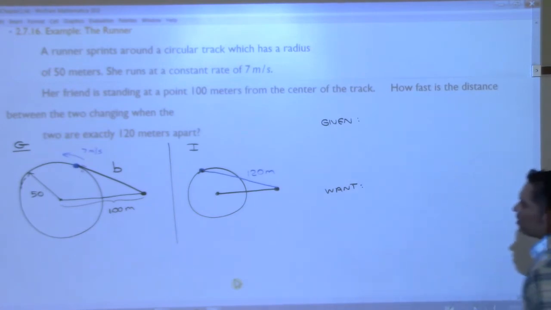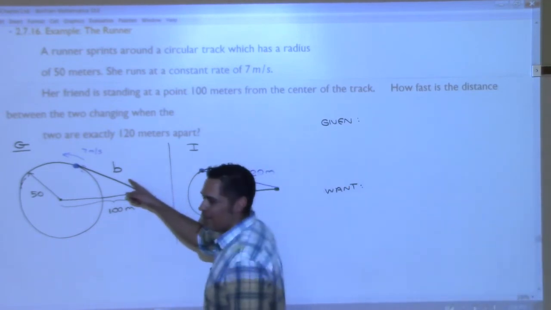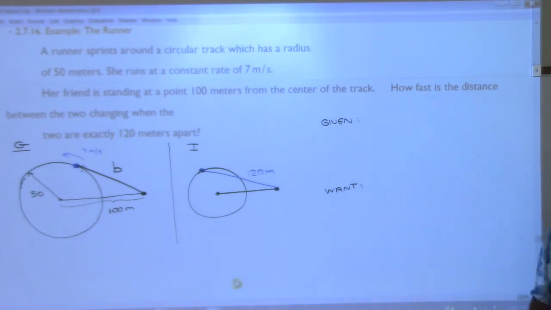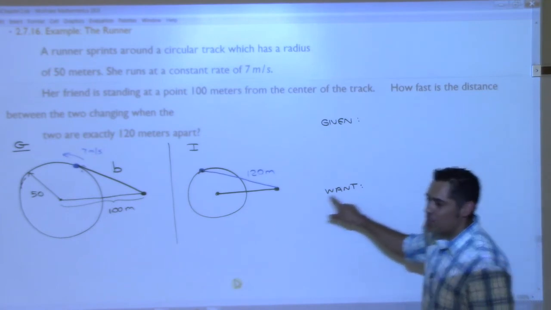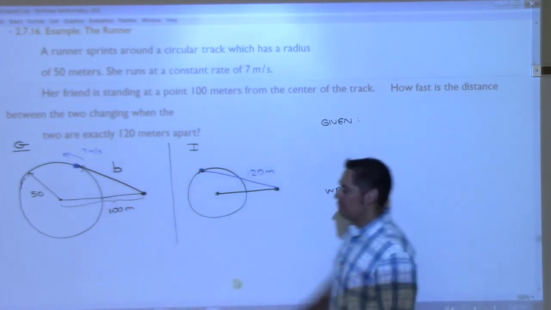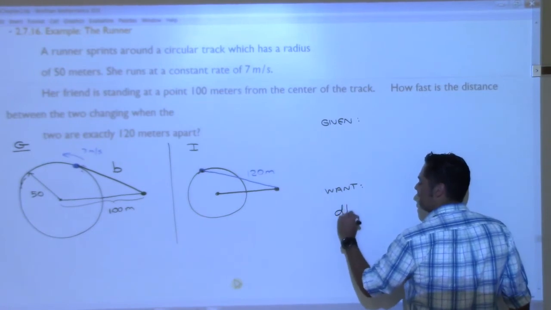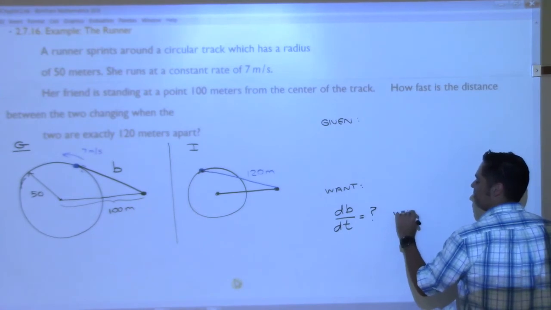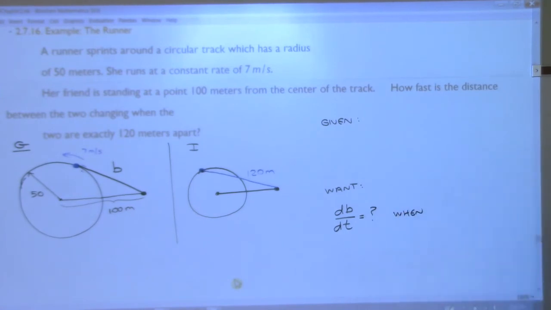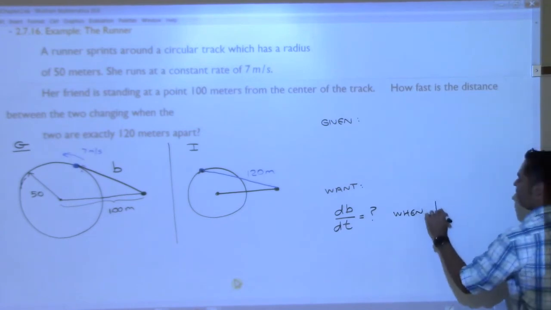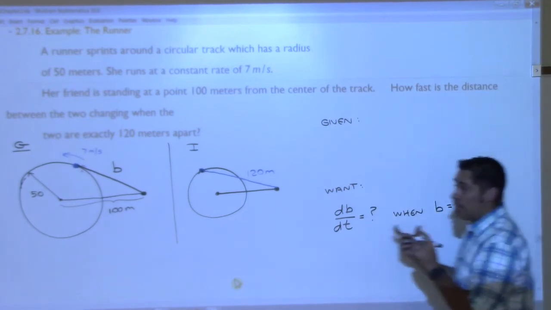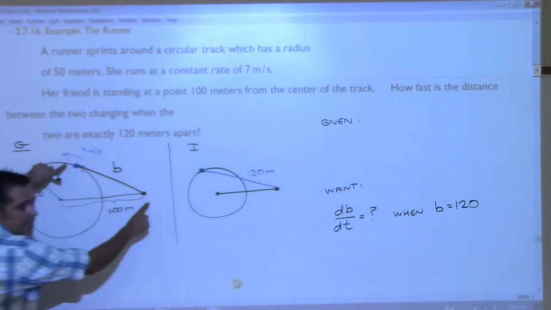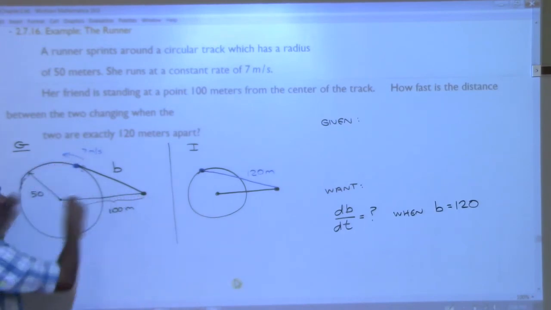Okay. Back on the record. So, B is the distance between the two. And we're interested in the rate at which B is changing, right? So dB/dt. And when do we want this? When B is 120. So we had to come in here and put the B here, right? We had to come up with that ourselves.